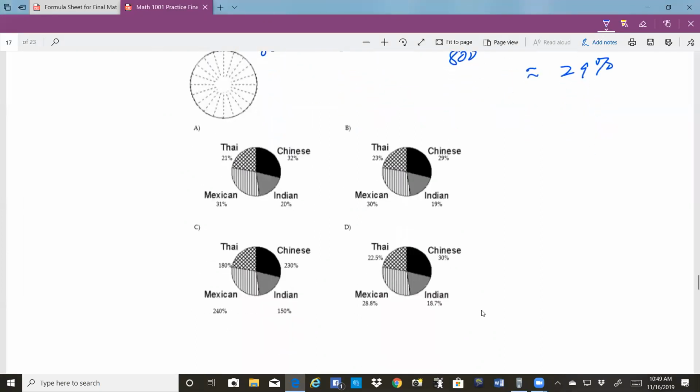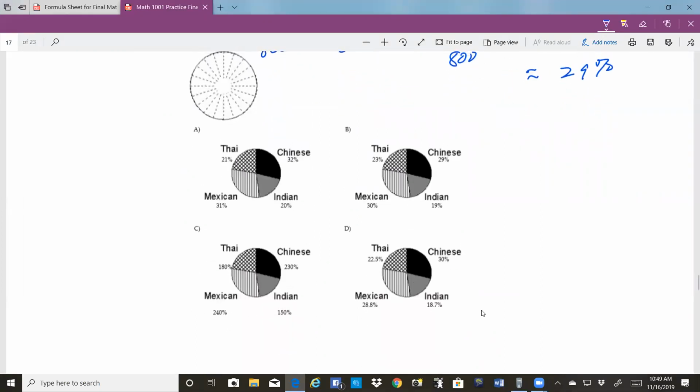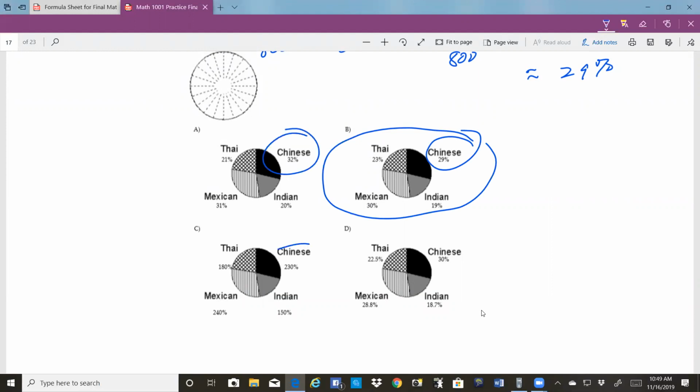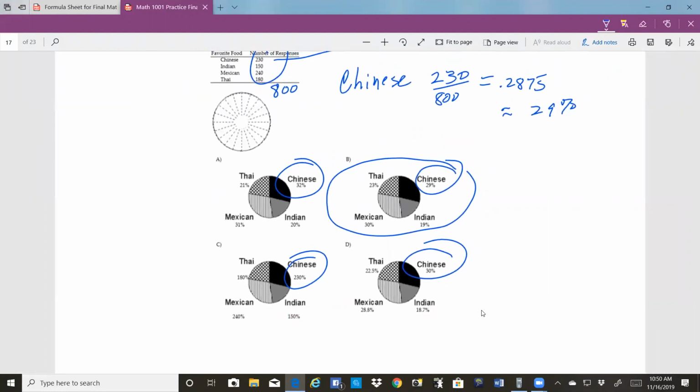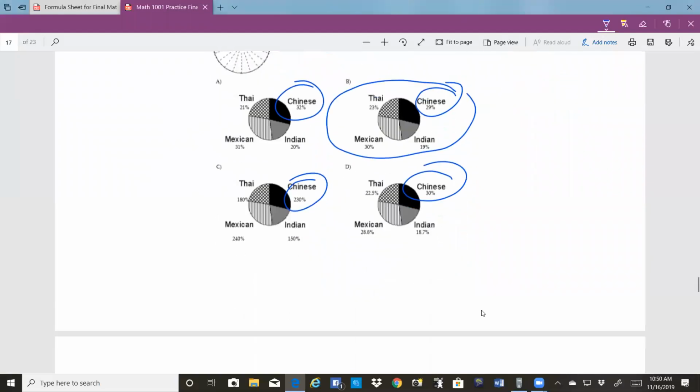Now look at the possible choices, and you'll see that B is the one that has Chinese, 29%, and no others have that. So without doing every one of these, you can see that the answer is B. In some problems, you might have to do another one or two in order to identify which is the right one.